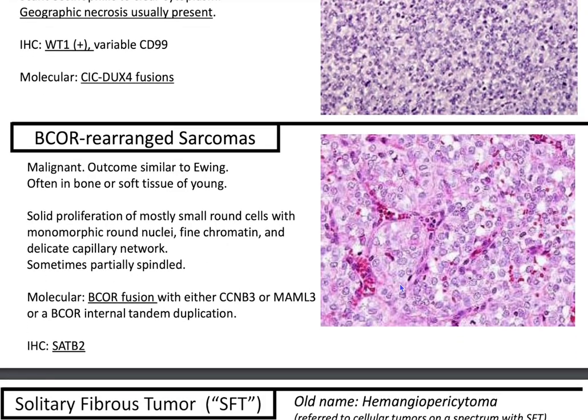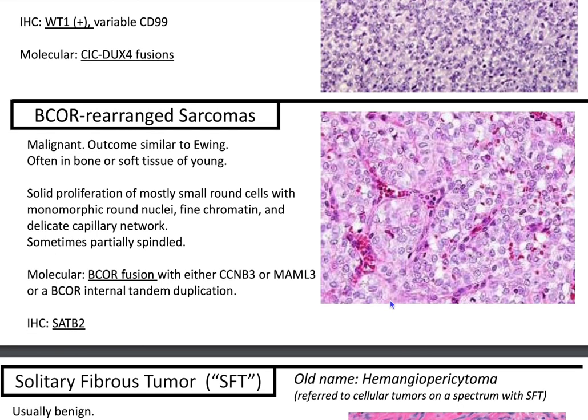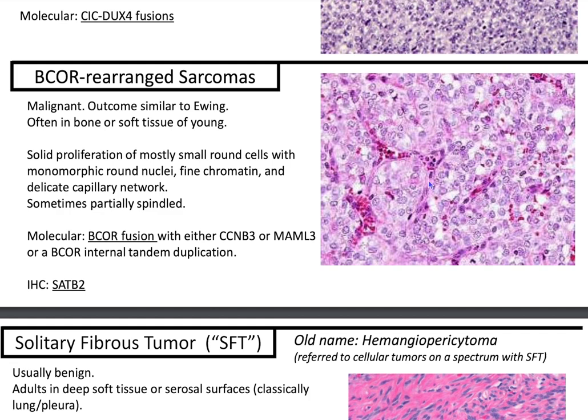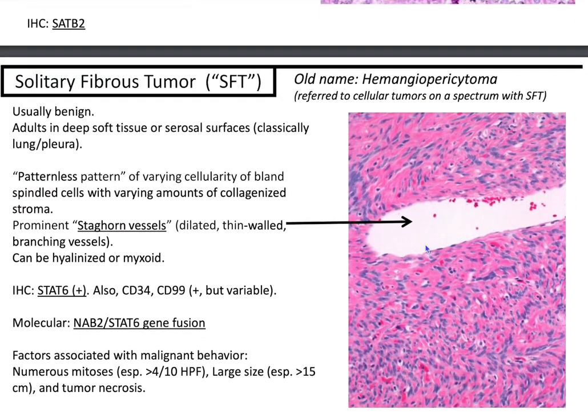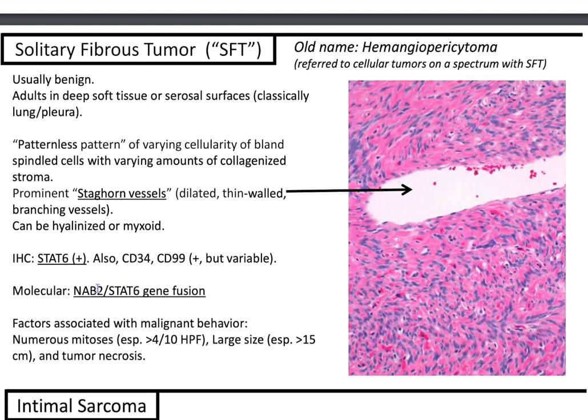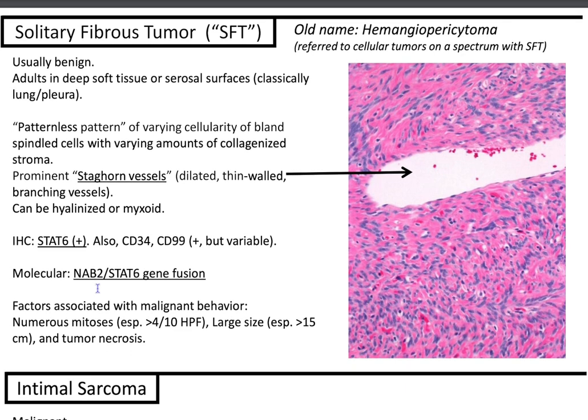BCOR-rearranged sarcomas, outcome similar to Ewing's, often in bone or soft tissue of young, solid proliferation of mostly small round cells. Can have BCOR fusion with either CCNB3 or MAML3. IHC is SATB2. SFT, usually benign, has that staghorn vessels with patternless pattern, STAT6 positive, and molecularly NAB2-STAT6 gene fusion. Can be malignant.